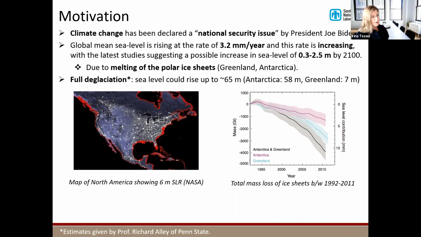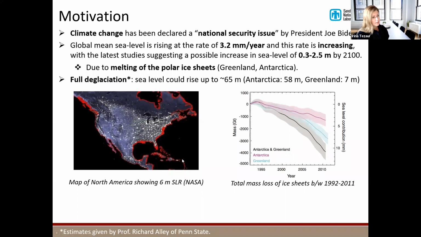When we're modeling the ice sheets, we're primarily talking about Greenland and Antarctica, which are the largest ice sheets on Earth, and they store most of the fresh water that's currently frozen. The melting of those ice sheets is what would cause the most significant rise in sea level. In terms of how bad sea level rise can be, if you were to have a full deglaciation, so if all the ice sheets on Earth were to melt, sea level would rise about 65 meters, which is quite a lot. Most of this would come from Antarctica: 58 meters would come from Antarctica, which is much bigger than Greenland, and about 7 meters would come from Greenland.